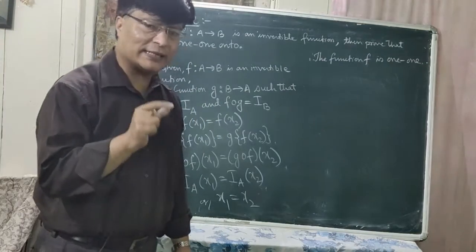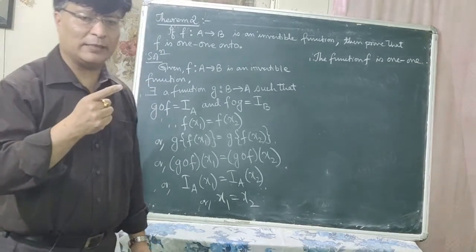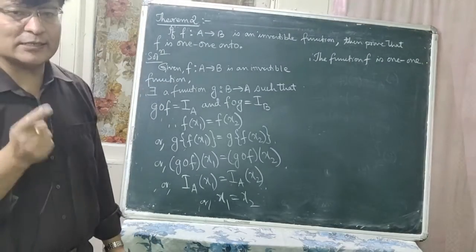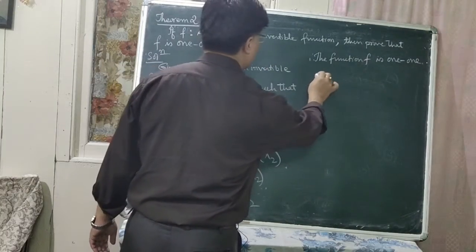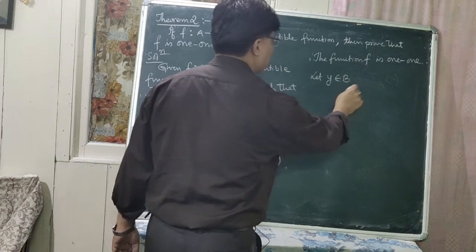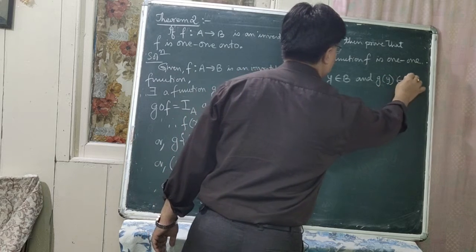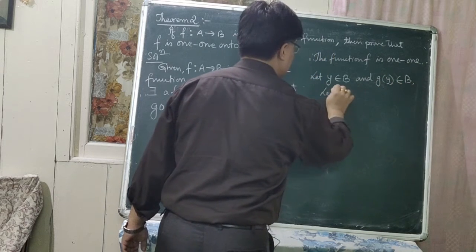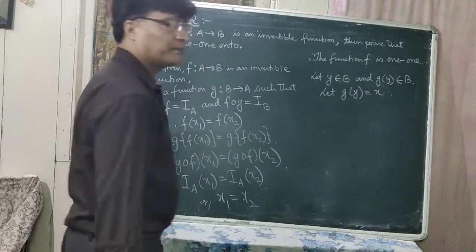In order to prove that f is an onto function, if y belongs to the set B, there exists x belongs to the set A such that f of x is equal to y. You have to prove it. Okay, now let us assume for onto function, let y belongs to the set B and z of y belongs to the set A, and let z of y is equal to x.